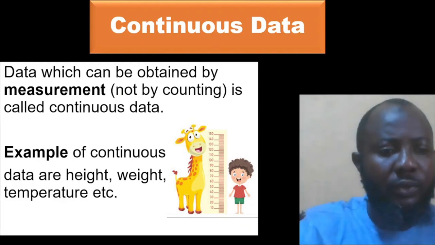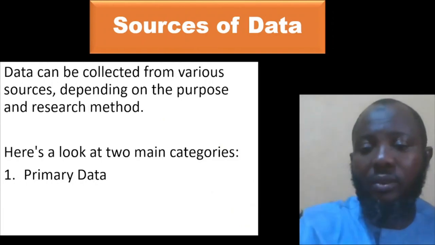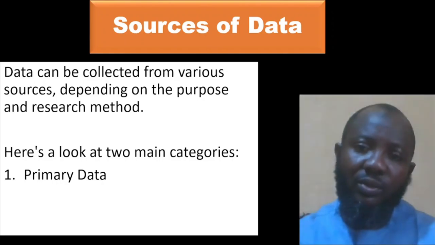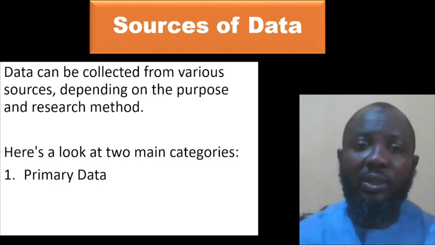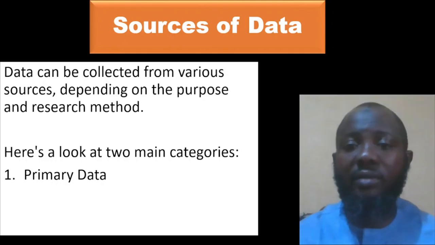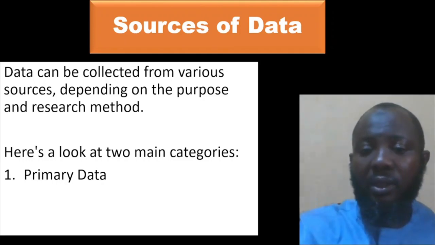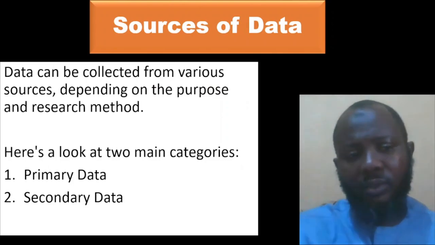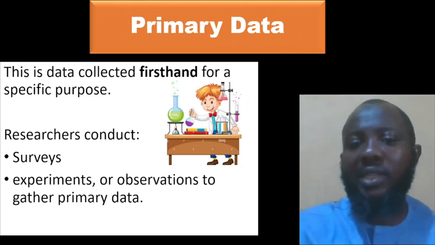All right. So the next stage is now to look at what are the sources of data that we have. Sources of data, that is, how do we get this data we have been talking about? So how do we get it? There are two major categories of sources of data. We have primary sources of data and we have secondary sources of data. So when we talk about primary data, we are talking about first-hand data.